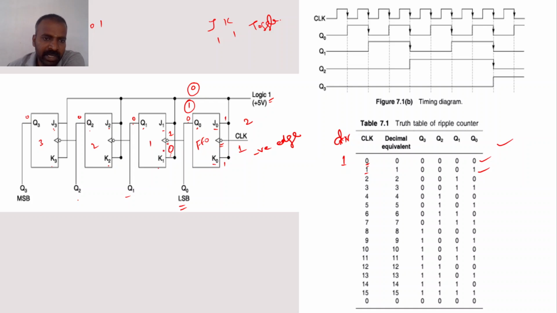So now that this is working, what will it do? It is going to toggle the previous output. The previous output is 0, so now the present output is 1. Okay, now this 1 will come here.